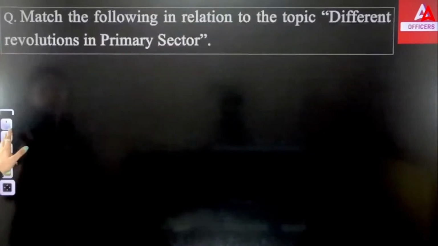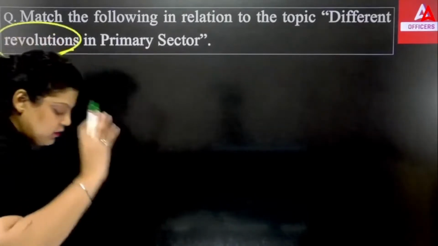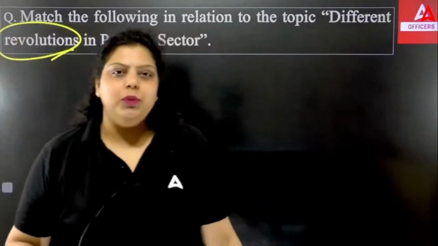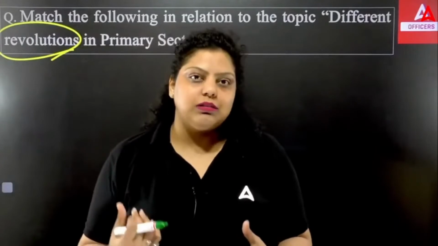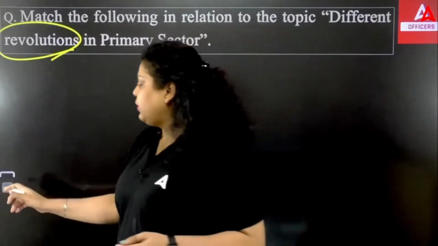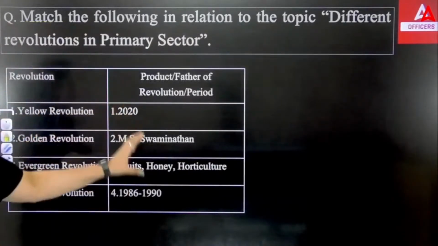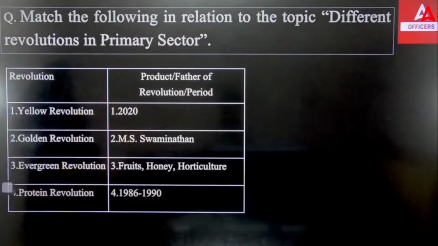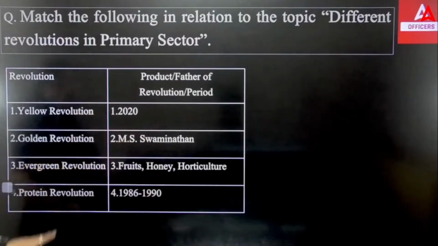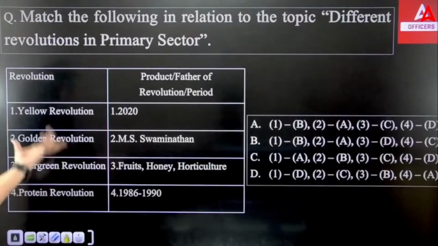Okay, now next we have match the following in relation to the topic different revolutions in the primary sector. So revolutions are very important, and questions can be asked on the revolutions, but you have to mug up what is green revolution, what is white revolution, what is blue revolution. You have to mug up these concepts about the revolutions. So I have taken a match the following question here. On one side we have the name of the revolution, on the other side we have the product related to the revolution, or maybe the father of the revolution, or the duration when this revolution was introduced. So you have to tell which of these four options match correctly.